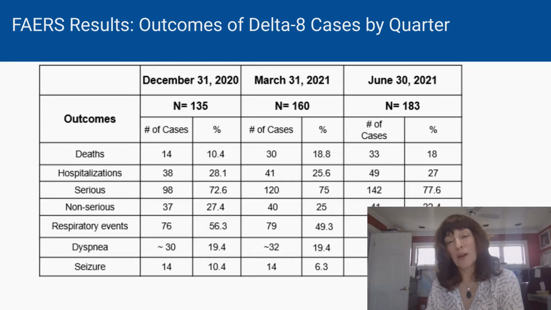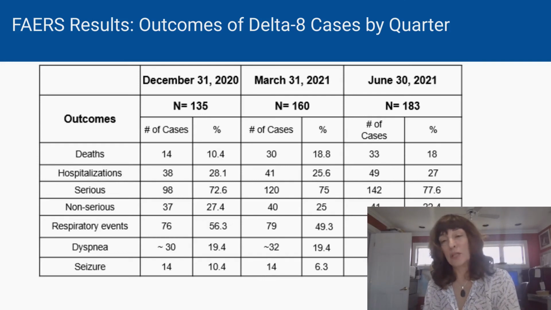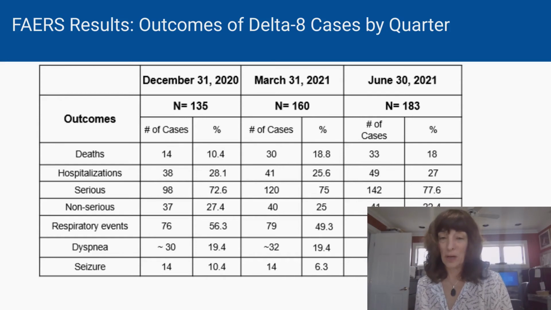So when we look at the outcomes, for the deaths, there's an increase in the number of deaths where it's a suspect drug. It doesn't say this is the only one, although there are a number of cases where they just list Delta 8, where others have other products as well. Hospitalizations are continually greater than 25%.